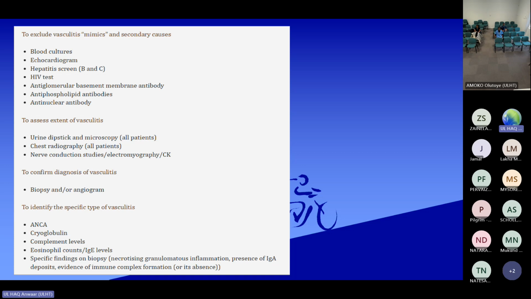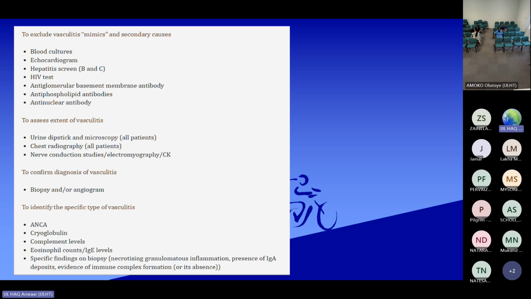Hepatitis B and C, HIV testing. Anti-GBM, for Goodpasture syndrome, which is mostly related to the renal system rather than rheumatology. Anti-phospholipid syndrome, and anti-nuclear antibodies. So these are a few blood investigations, and one of them is imaging, that we need to do initially to see if it is a vasculitic mimic or if there is any secondary cause that is causing vasculitis.